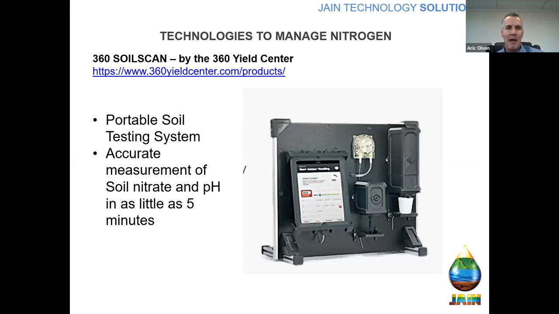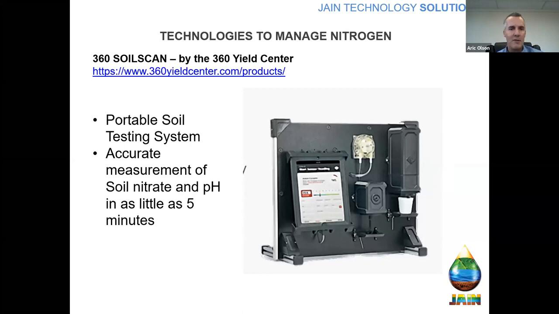But the first tool to help us manage nitrogen, and this is large-scale ag I would say, is one that large farmers could maybe invest in, or your fertilizer company or ag retailer. I'd highly encourage them to buy one of these devices. This is made by the 360 Yield Center, and it's called 360 Soil Scan. It's a portable soil testing system that will, in the field, in as little as 5 minutes, give you the nitrate measurement in parts per million in your soil, and it gives you soil pH as well.